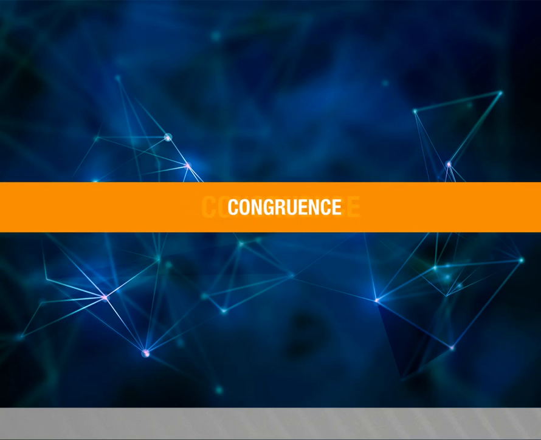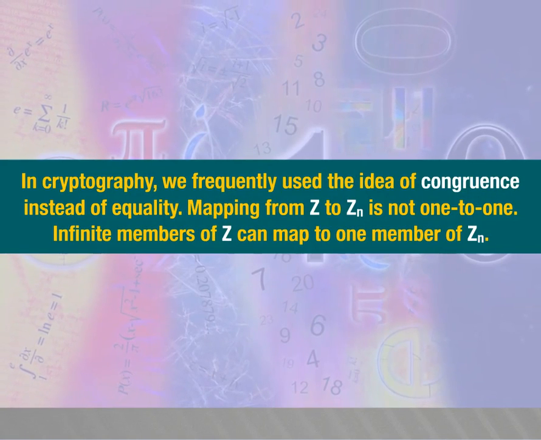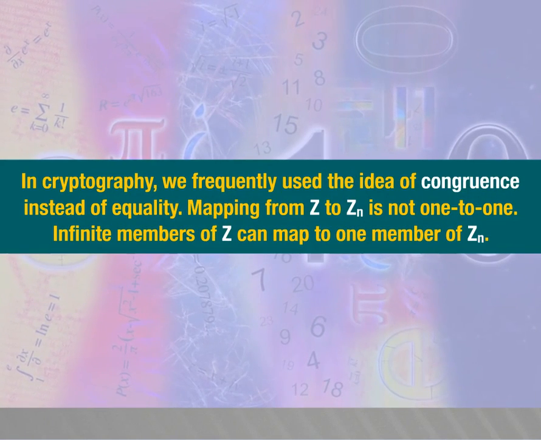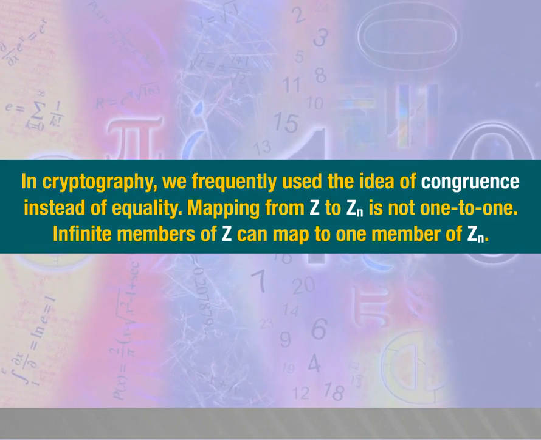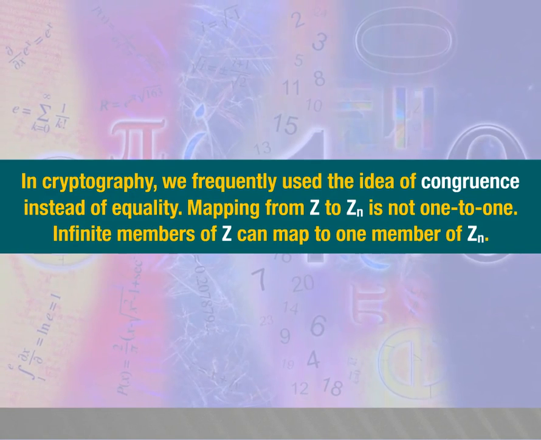Congruence. In this video, we are going to see about congruence. In cryptography, we frequently use the idea of congruence instead of equality. Mapping from Z to Zn is not one-to-one. Infinite members of Z can map to one member of Zn.